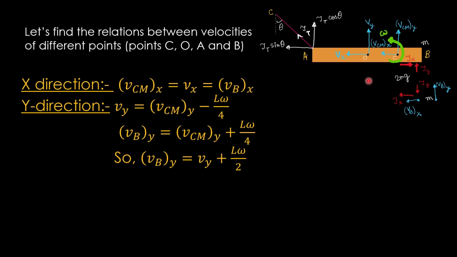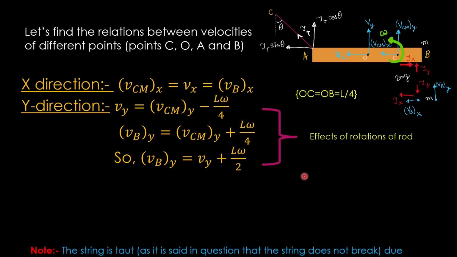So the net speed of O with respect to the ground frame will be Vcmy minus L omega by 4. Alright. So Vy equal to Vcmy minus L omega by 4. Vy is the speed of point O with respect to ground frame. Similarly, I can write the velocity of end B of the rod, and then using these two equations we can find the relation between VBY and Vy. These will be needed in the subsequent solution. Okay, so this is due to effects of rotation of the rod.